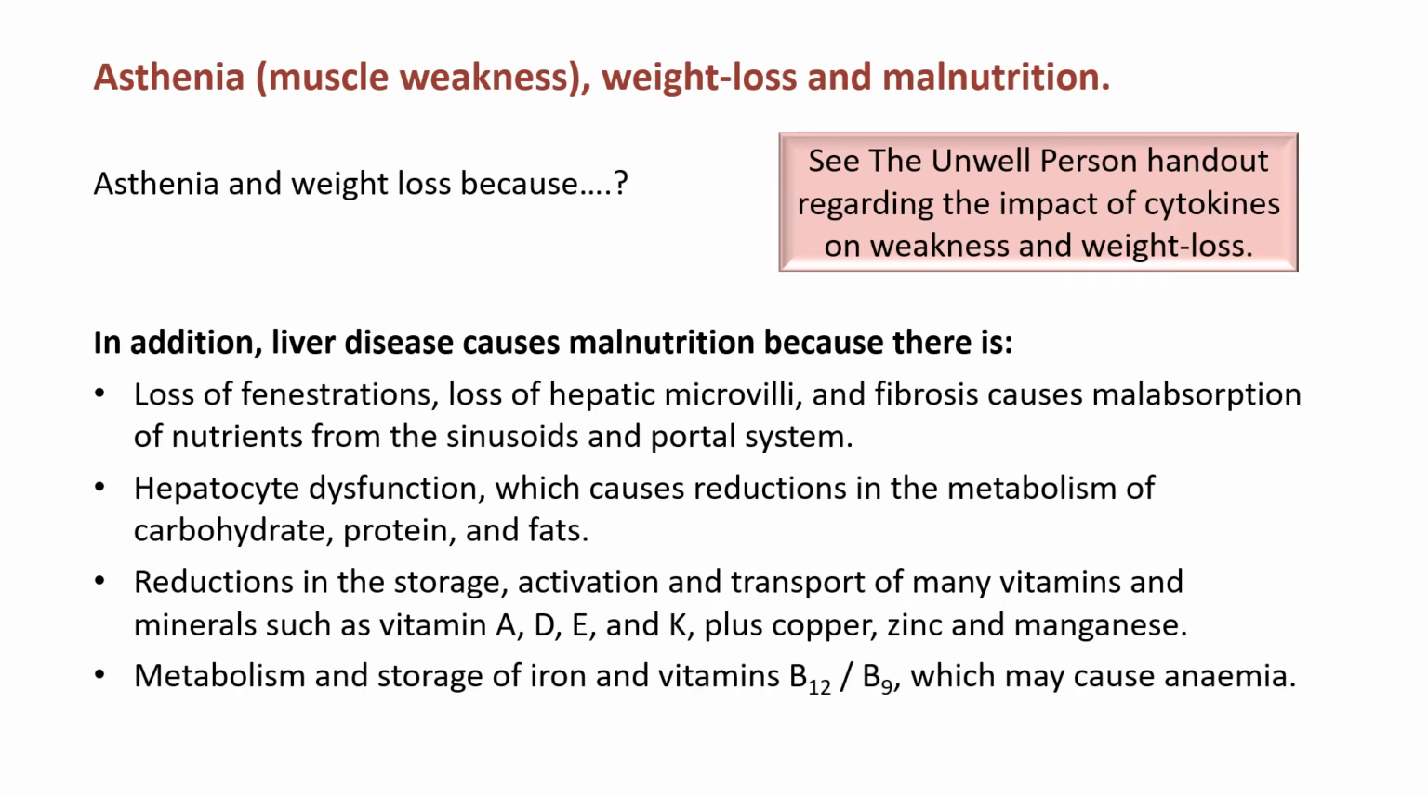We may also have anemia because, of course, if you remember, the liver also metabolizes and stores iron, which of course is needed for erythrocytes, but also those B vitamins, B12 and B9, that are needed for the synthesis of the DNA of the erythrocytes. And this may cause anemia.